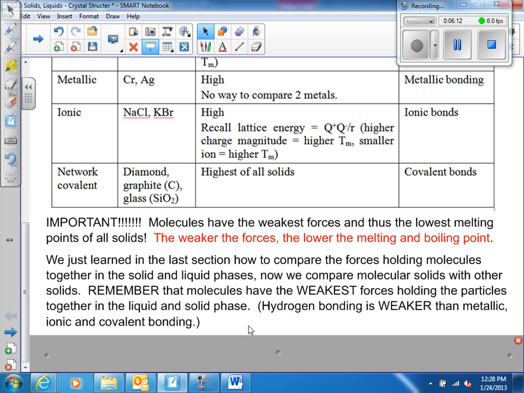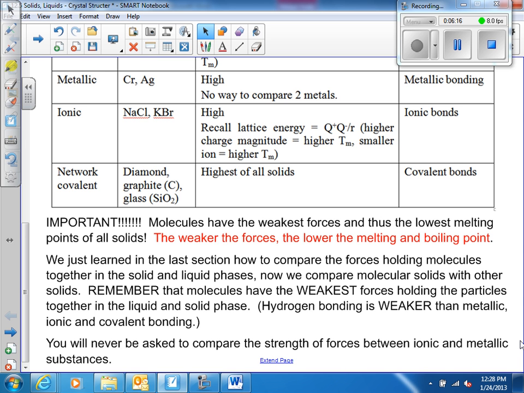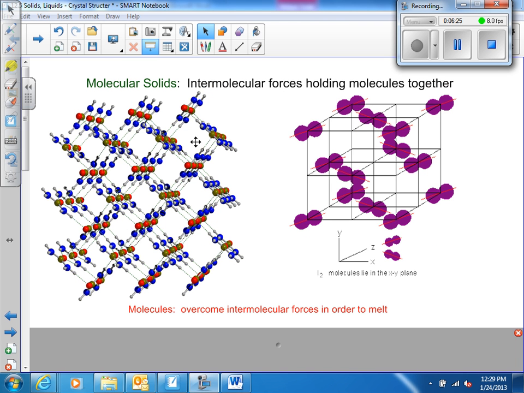The weaker the force, the lower the melting and boiling point. Okay, so just reminding you again, what's weakest, what's strongest? And then you won't ever be asked to compare the strengths of forces between ionic and metallic substances. All right, so now we're going to look at some models of each of these. First, we're going to look at molecular solids.